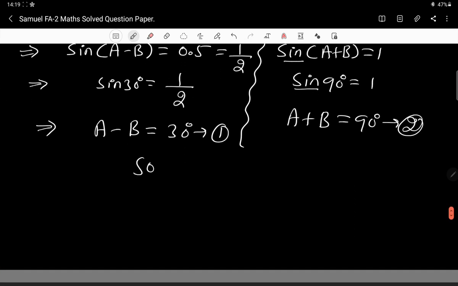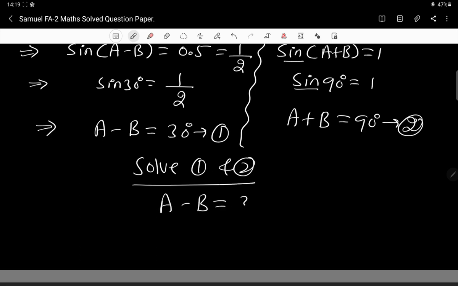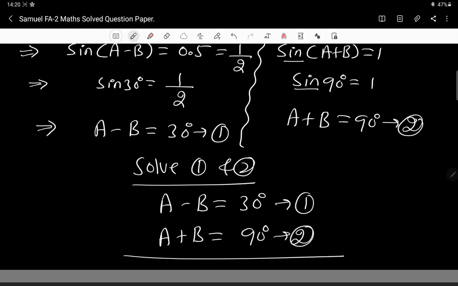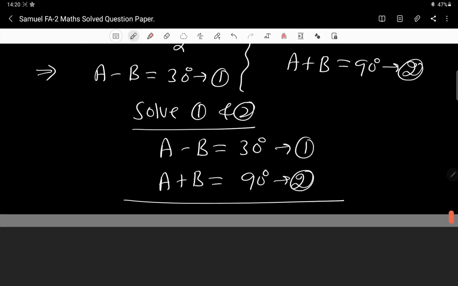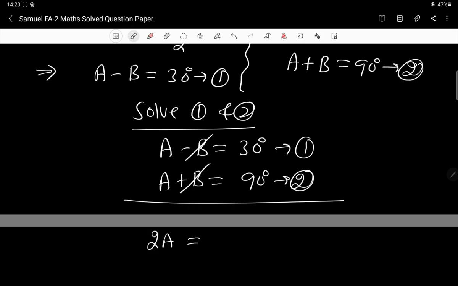Now it is time for us to solve 1 and 2. They are A minus B is equal to 30 degrees, equation number 1, and A plus B is equal to 90 degrees, equation number 2. Now this is minus B and this is plus B, so they will get cancelled. We have to add them. Minus B plus B cancel, A plus A is 2A, and that is equal to 90 plus 30, which is 120 degrees.